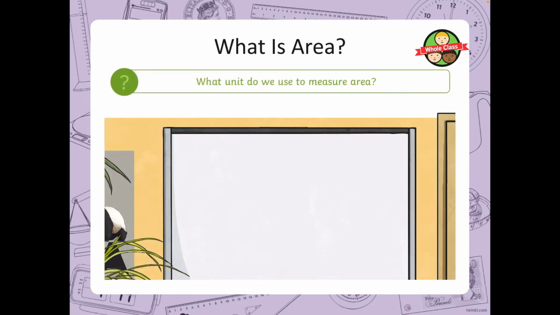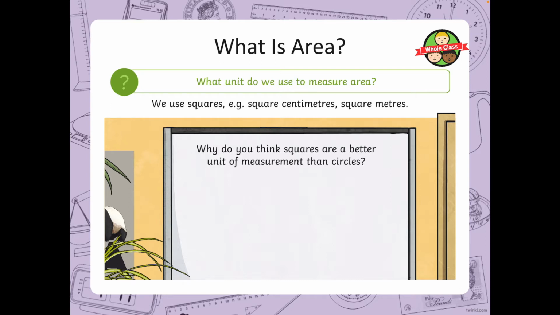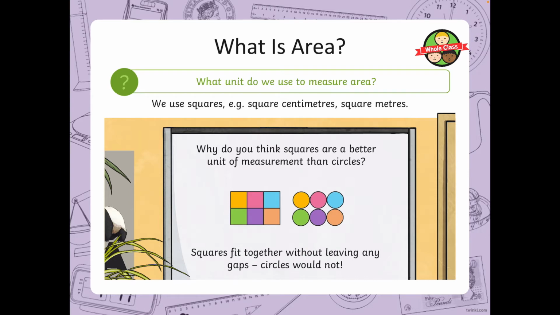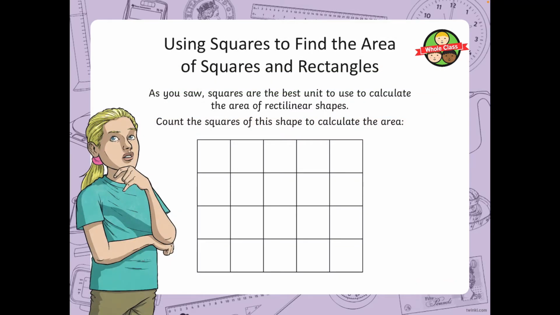What units do we use to measure area in? We use squares. Square centimetres, square metres. Why do you think squares are a better unit of measurement than circles? Well, squares fit together without leaving any gaps. Circles wouldn't do that. You can see in the picture. Squares fill the area completely. As you saw, squares are the best unit to use to calculate the area of rectilinear shapes.